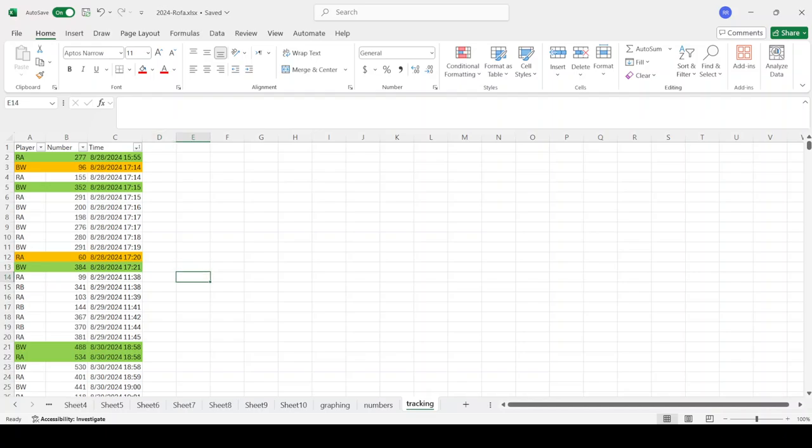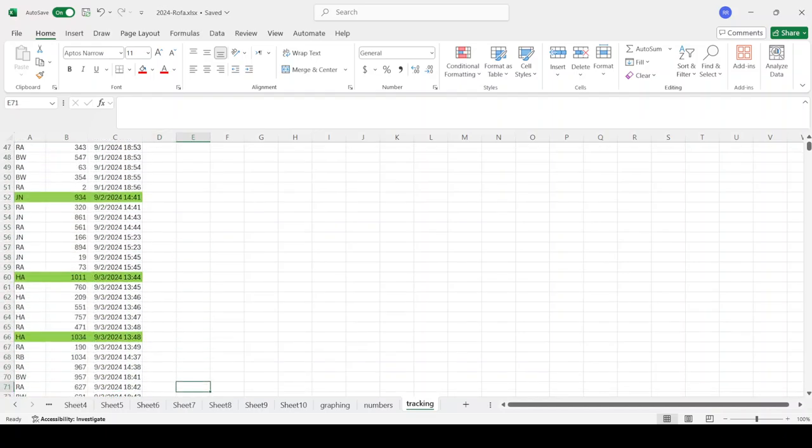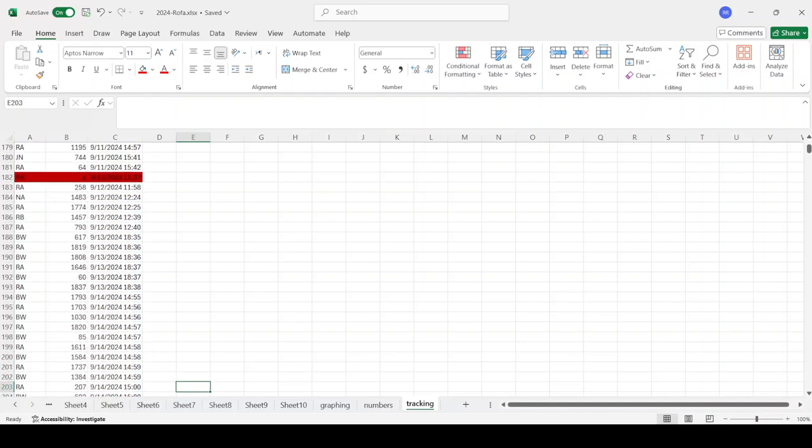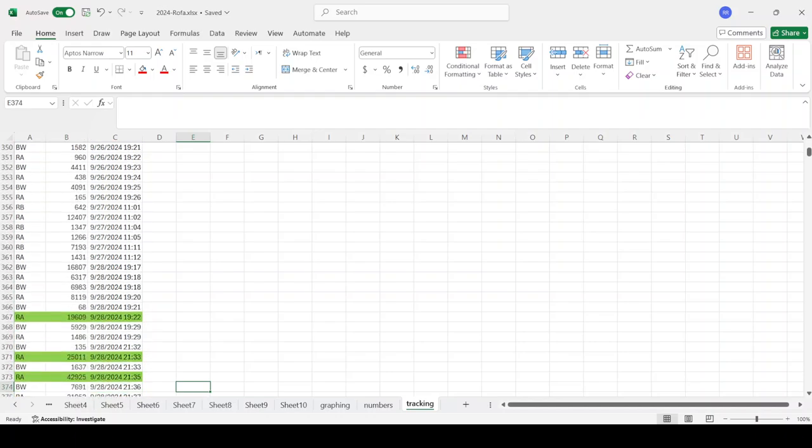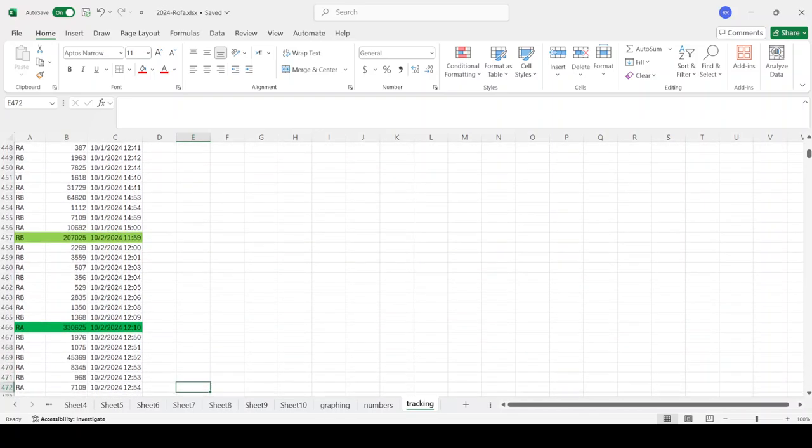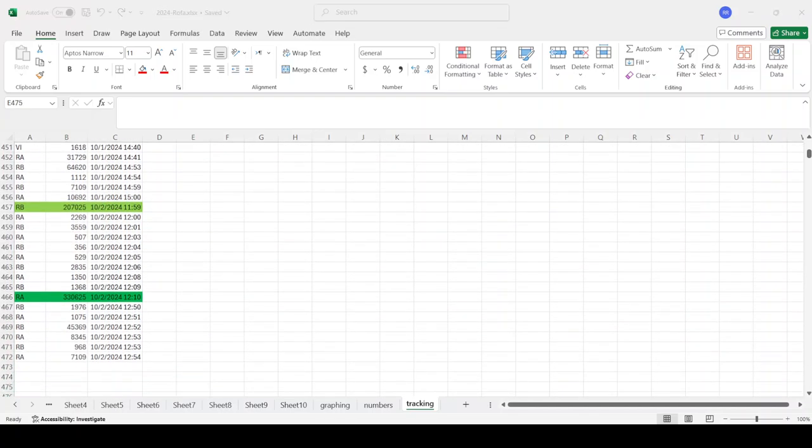So 1, 2, 3, 4, 5, 6, 7, 8, 9, 10, 11, 12, 13, 14, 15, 16, 17. Well, that was a big gap. 20, 21, 22, 23, 24, 25, 26, 27, 28, 29, 30, 31, 33 records, but one of them has to be current. So that's it.